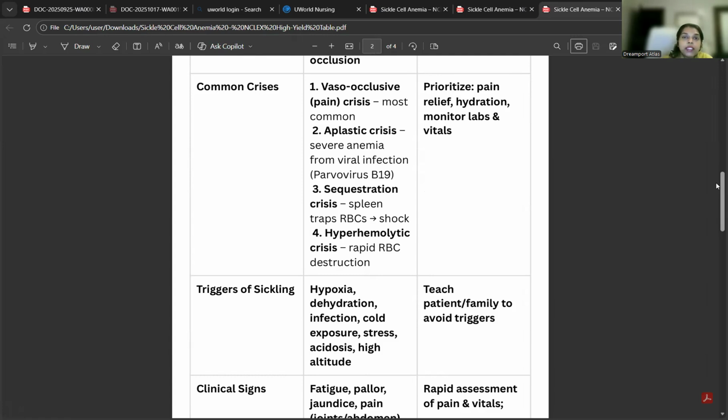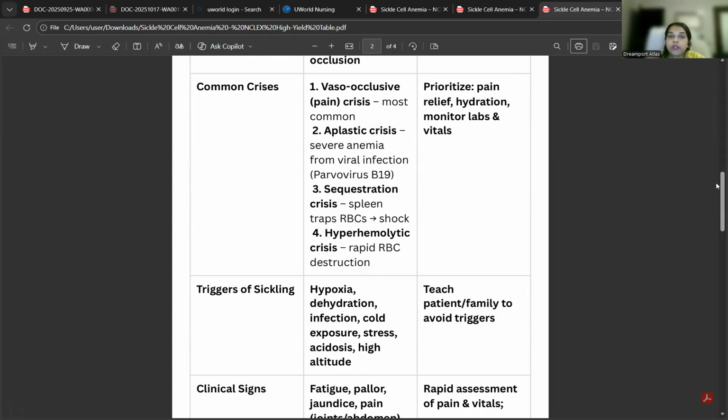The second crisis is aplastic crisis. Because of the hemolysis, the client will experience severe anemia. Usually if the client has a viral infection, for example parvovirus B19 infection, the client will get a severe anemia. Our priority is to manage the pain, administer IV fluid to maintain the hydration status, and monitor the lab investigations and vital signs trends.